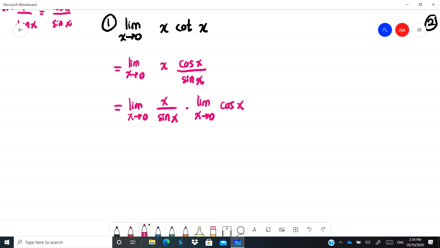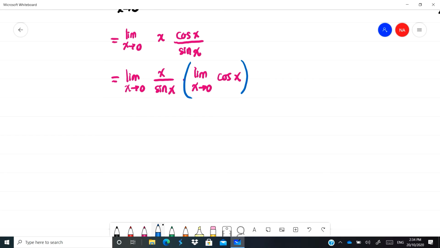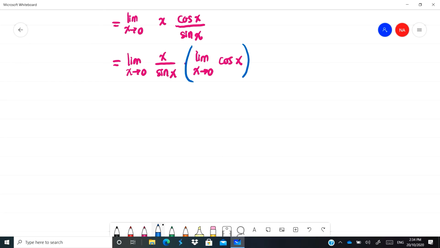Now this part can be directly substituted with the value of x, which is 0, so it becomes 1, because cos of 0 is 1. But this part we have to modify a little bit before we could use the squeezing theorem. It will become the limit as x approaching 0 of 1 over (sine of x over x). Only then can we use the squeezing theorem.